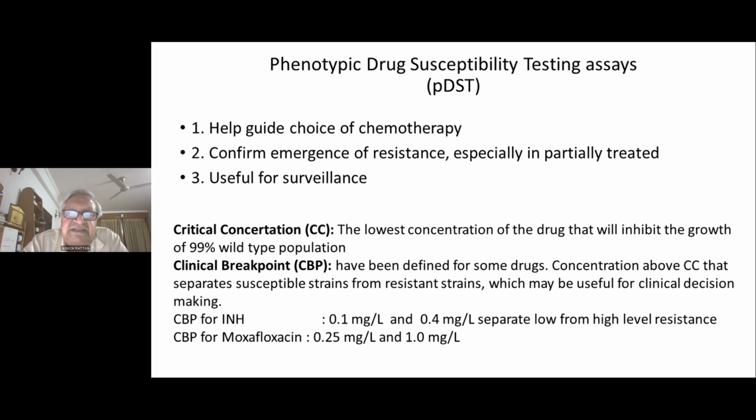In this, the susceptibility testing of Mycobacterium tuberculosis differs from that of, say, rapidly growing bacteria like E. coli and others, in the sense that we are using only one concentration, which we are calling the critical concentration, which is defined as the lowest concentration of the drug that will inhibit the growth of 99% of the wild type population.